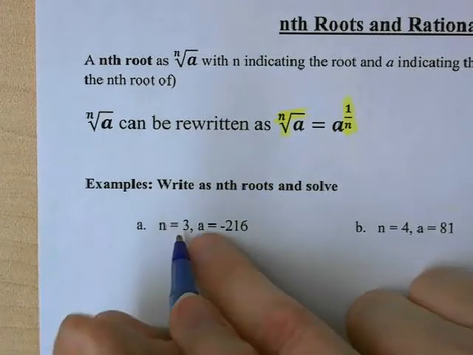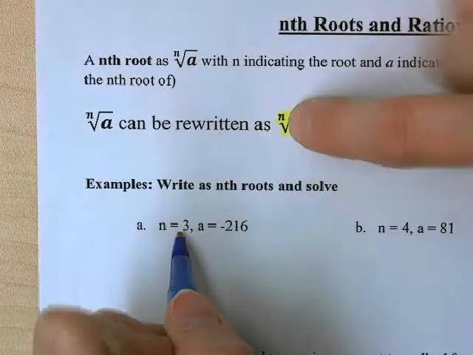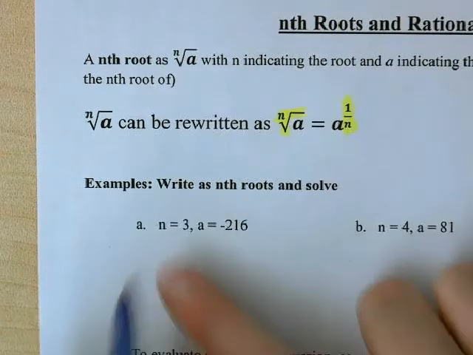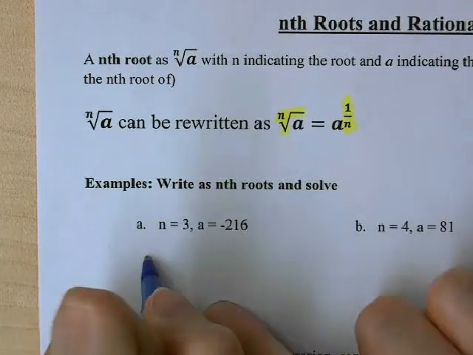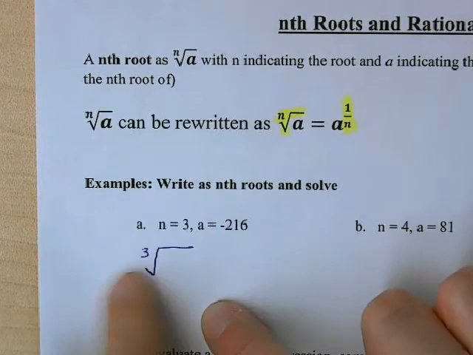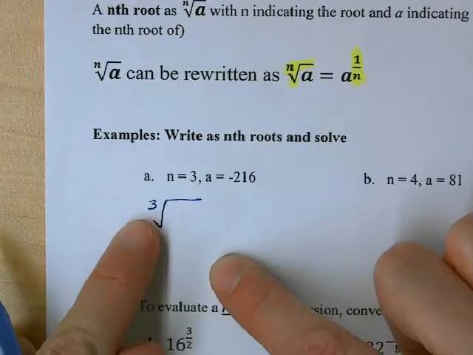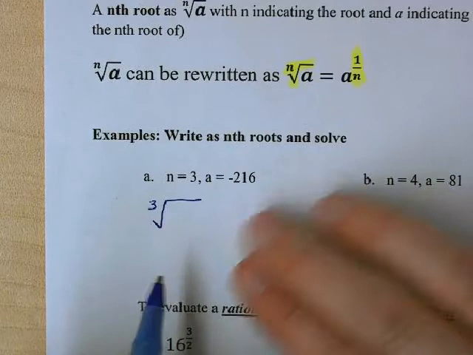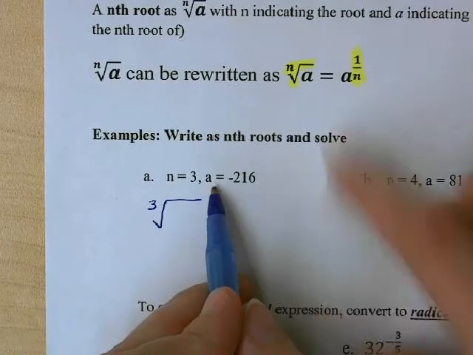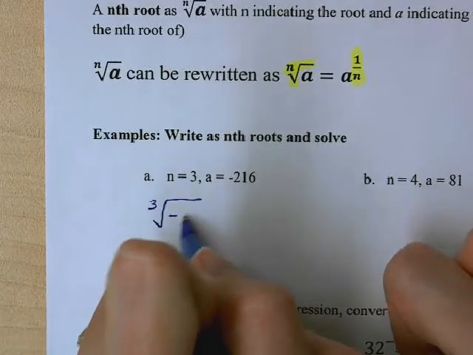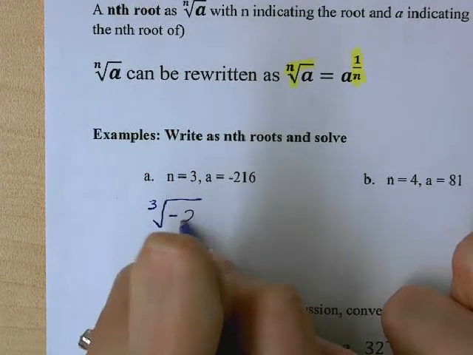So the n number, just like up here, is going to go on the outside of the box. This says n equals 3, so they're trying to get you to realize the 3 goes on the outside, so it's a cube. They call that a cubed root. And the a number is inside, it's the base. So we're going to try to find the cubed root of negative 216.